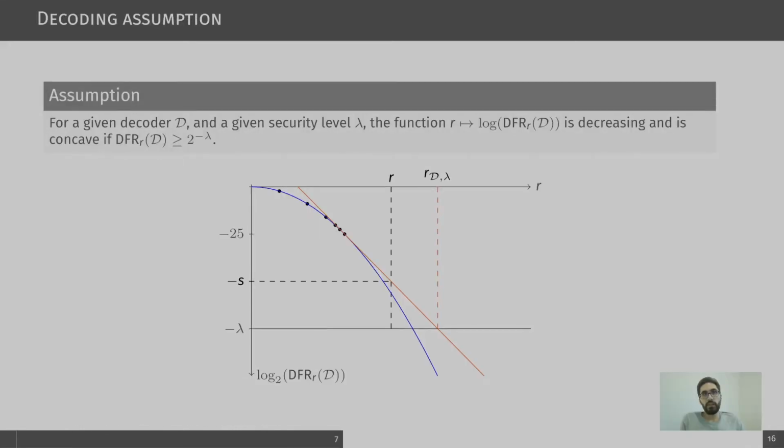So this knowledge of the DFR led us to formulate a new security assumption. This security assumption depends on the decoder, and it also depends on a security level.